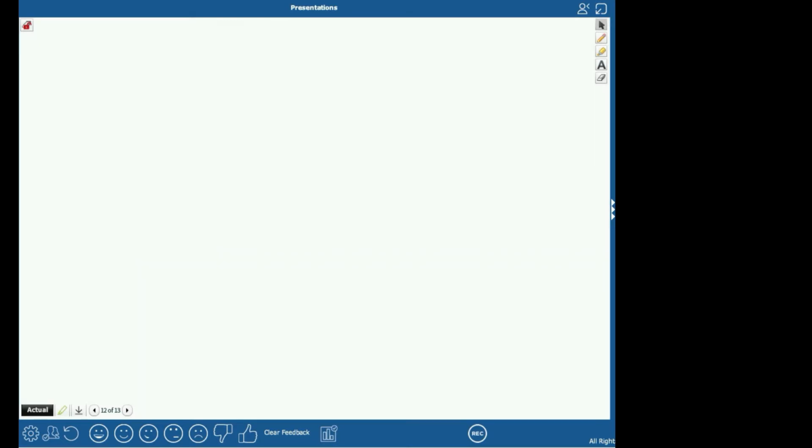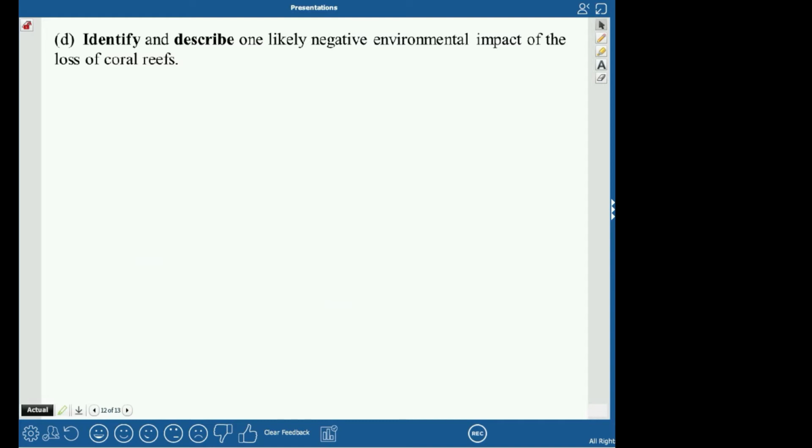Okay, and then that's the end of the math part, and now we're back at the word part. So even if you don't know how to do math, you still can get some partial credit somewhere, because you can do the word parts here. Okay, so here we need to identify a negative environmental impact, and then we need to describe it. So something negative with losing coral reefs. It could be anything.